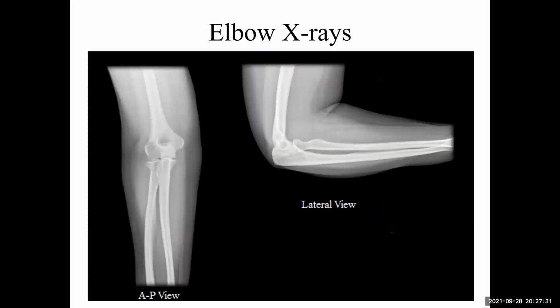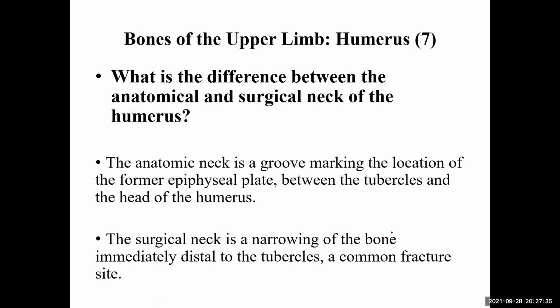All right, nice X-ray lateral view and an AP view of the bones. What is the difference between the anatomical and surgical neck of the humerus? The anatomical neck is the groove that represents the epiphyseal plate. That's where the growth plate closed. And we'll see that between both the lesser and the greater tubercle, the head of the humerus there.